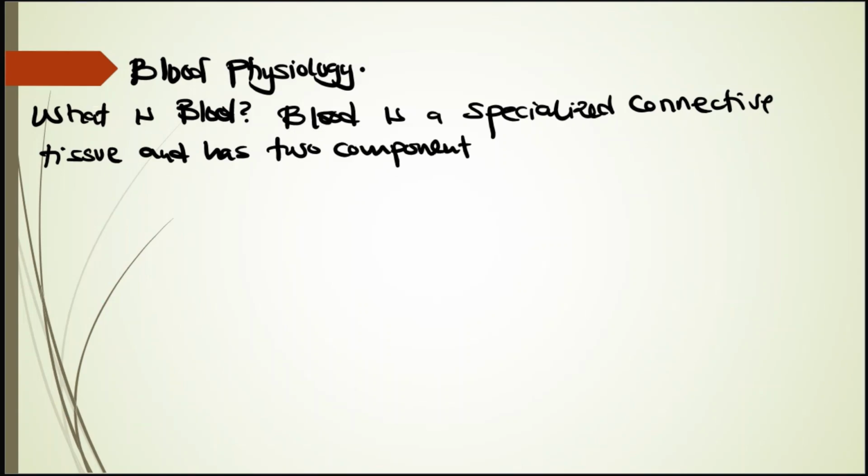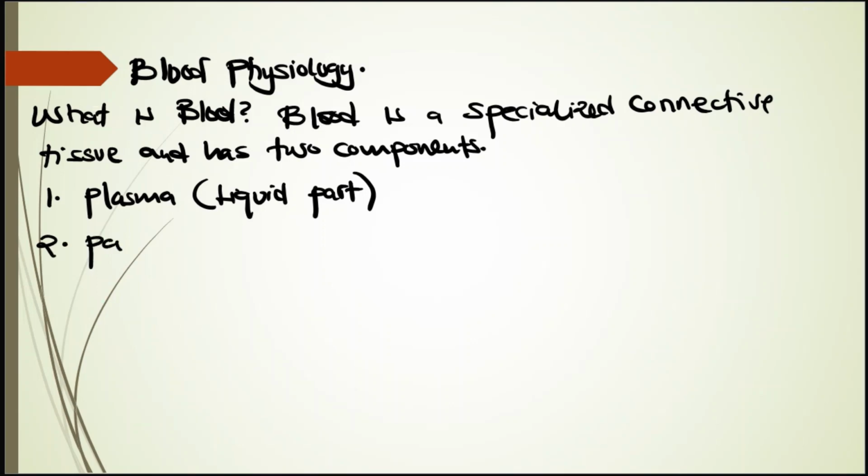One component is called plasma. Plasma is the liquid part of blood. The second part is called packed cells. Packed cells are the solid part of blood.